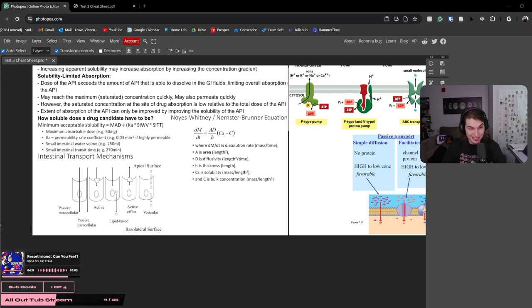Intestinal transport mechanism. We got barriers now, chat. Oh, that's awkward. I didn't do that right. New. Barriers.